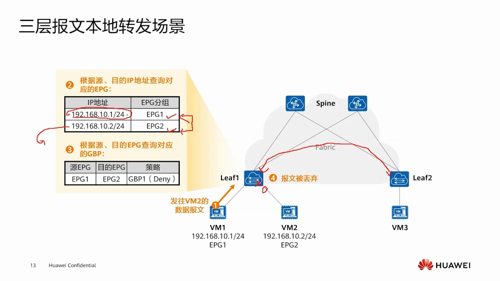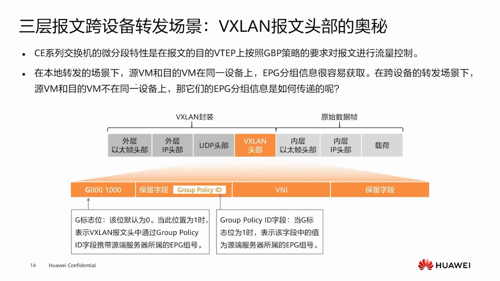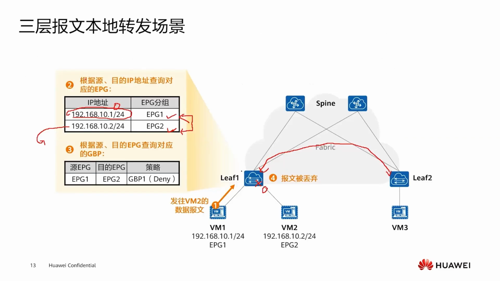Then back to our question. After leaf 2 receives it, will it check again by itself which group the source IP belongs to? Actually, there's no need, because in our VXLAN scenario, our source VM and destination VM are not on the same device. The source VM belongs to which EPG group this source is, the source device will check. And after checking, it will take this EPG information. Everyone, pay attention. EPG information, actually, it should be uniform across the network. Uniform across the network, meaning on both leaf 1 and leaf 2 sides. Because you think leaf 2 has to configure a policy.